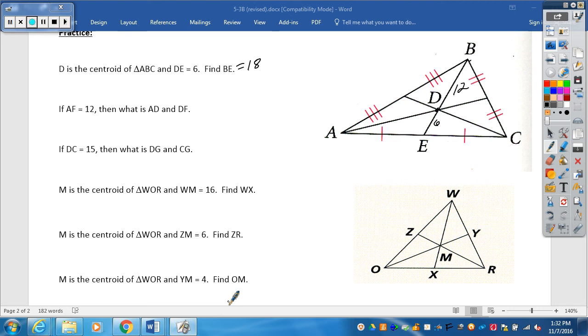AF, well, F isn't up there. I'm going to put F right there. AF is a total of 12, and we need to find AD and DF. Now, remember, this length right here, if I double it, I get this length right here.